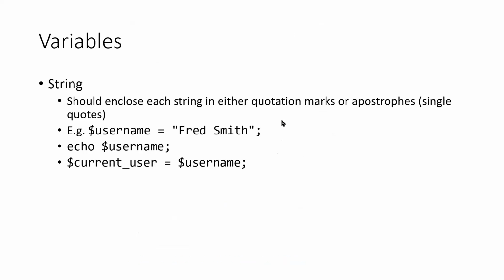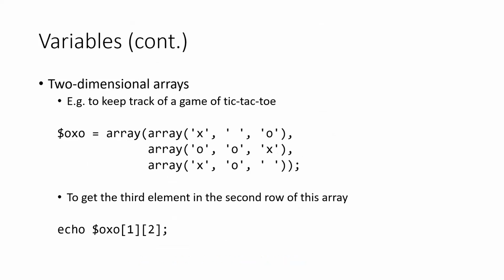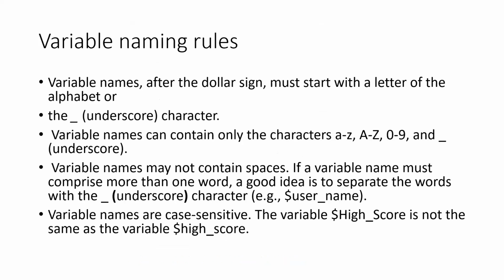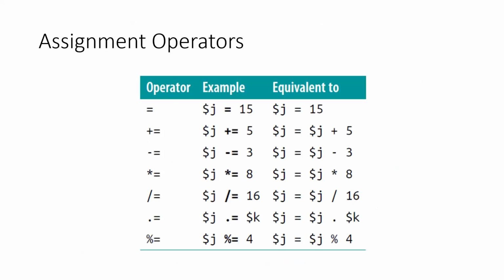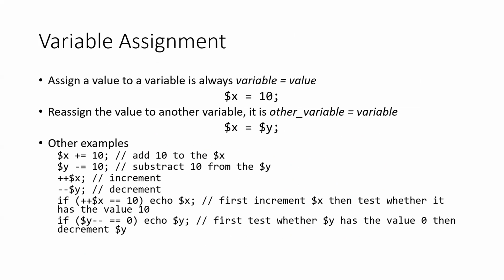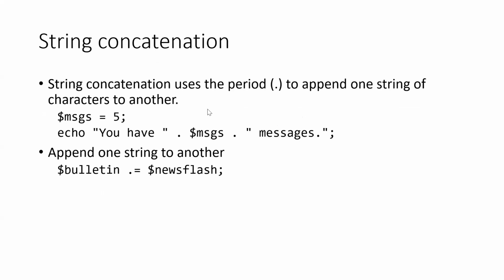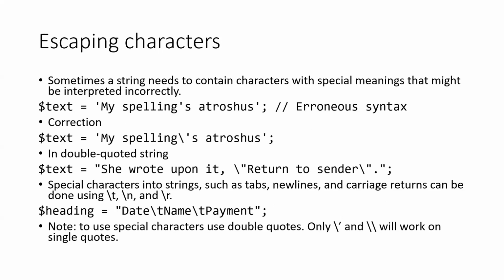Next, we discussed the basics: variables, how to create variables, and the different data types, as well as arrays, which we briefly discussed. We also discussed the operators: arithmetic operators, assignment operators, comparison operators, and finally logical operators. And then we discussed variable assignment and string concatenation. Many times you will see the dot, which is the string concatenation there. We also looked at how we use escape characters. This is the place where we stopped last time.